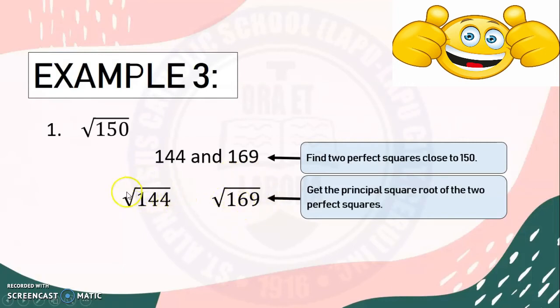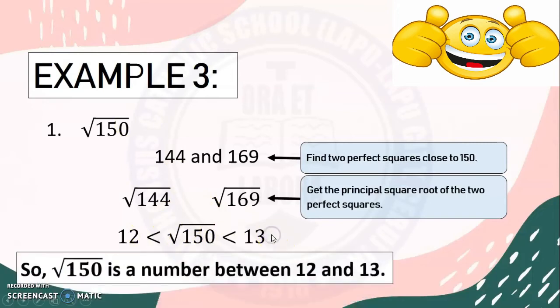And again, we all know that the square root of 144 is 12 and the principal square root of 169 is 13. So that means the square root of 150 can be found between these two numbers. So, square root of 150 is a number between 12 and 13.